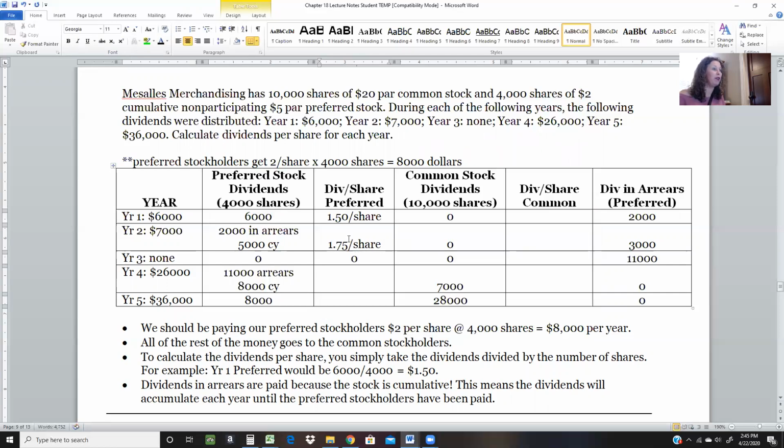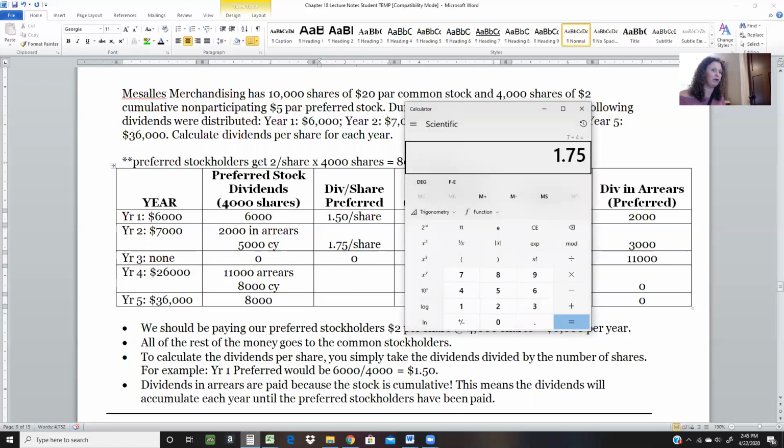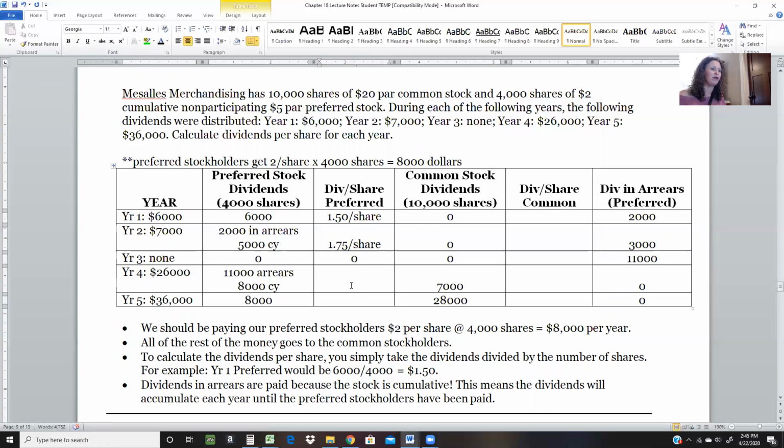None here. Here I'm giving them 19,000, divided by 4, is 4.75. So it says dividend per share. So just take your dividends and divide by the number of shares. So 4.75 per share. And then here 8 divided by 4 is just $2 per share.